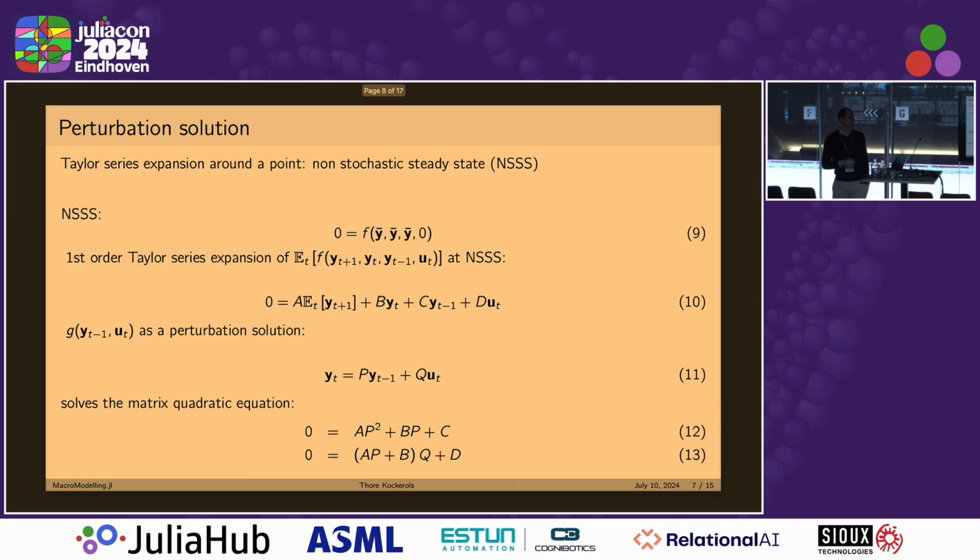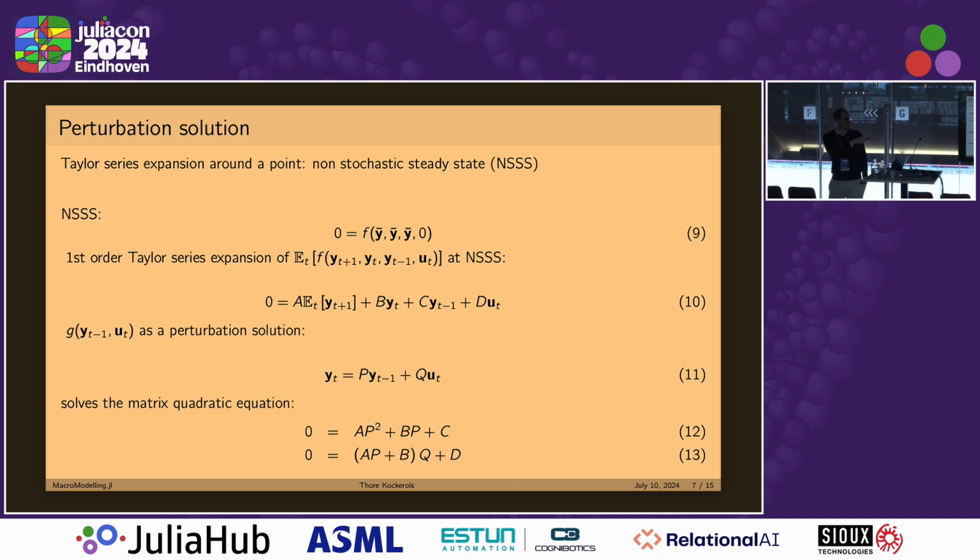Now, what you usually do, typically, in these kinds of settings, is take a linear perturbation solution. This is the first best guess, which you typically use for these models. So how does that work? Perturbation solution means you take a Taylor series expansion around a point, and that point is the non-stochastic steady state, or deterministic steady state, if you like. What does that mean? This model had a stochastic component, and that becomes deterministic, as in 0. And the other variables are at steady state, they're not moving anymore, so they're just stable.